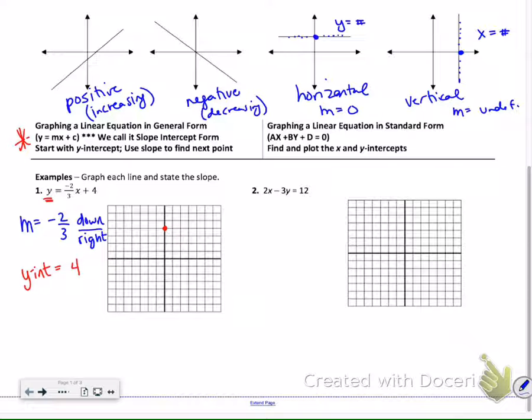Now, to get other points, and this is something that you might be asked in your homework, is to give other points based off of a slope. I'm going to go down 2, right 3. That's another point. If you need more, go down 2, right 3. And you can even work backwards. Go up and left. There would be another point. And then we can connect the dots. And there's my graph.